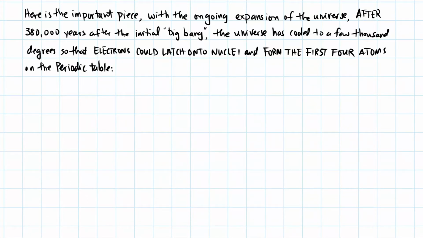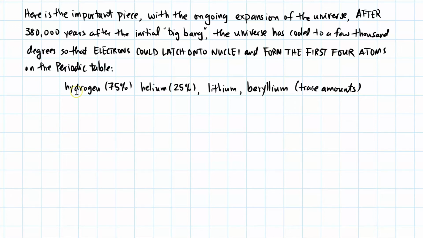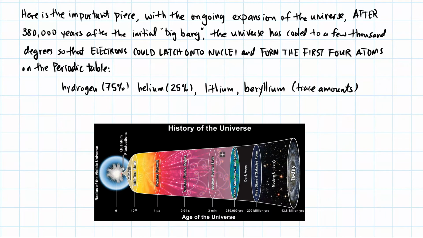Here's the important piece. With the ongoing expansion of the universe, 380,000 years after the initial Big Bang, the universe has cooled to a few thousand degrees. That's less than the temperature of the sun, so that the electrons could latch onto nuclei and form the first 4 atoms on the periodic table. So that means that it produced hydrogen, roughly 75%, helium 25%, and lithium and beryllium were just trace amounts. So if you were to look at the history of the universe, this occurs right here.